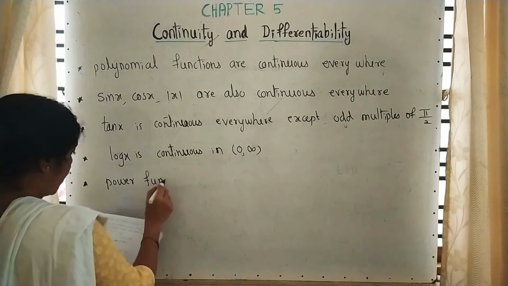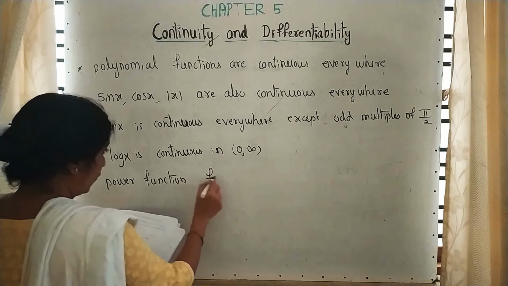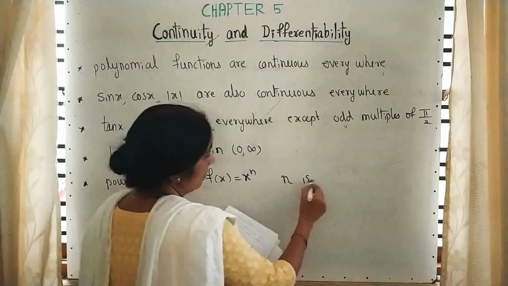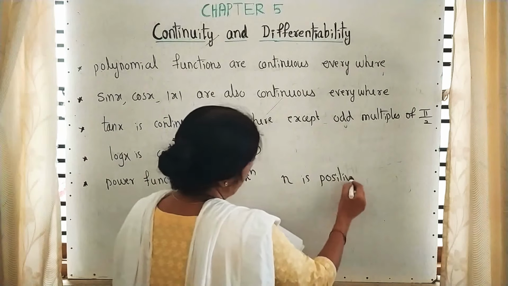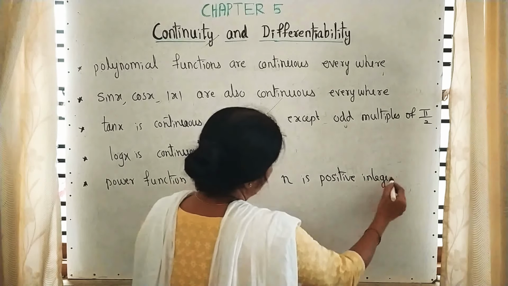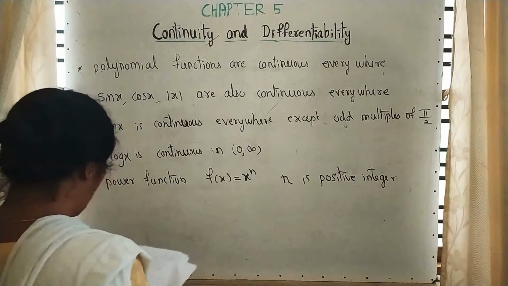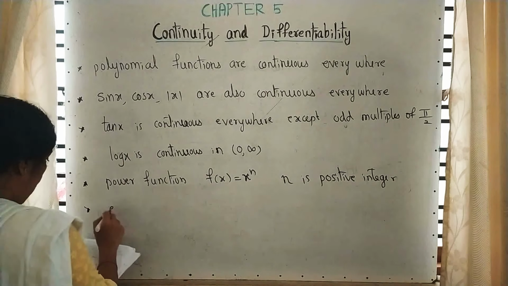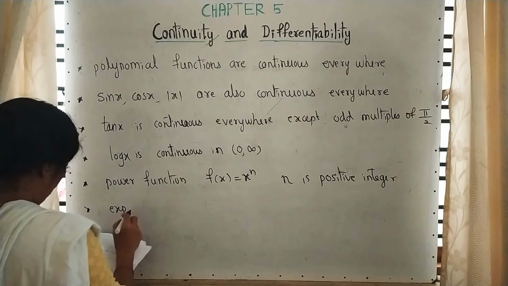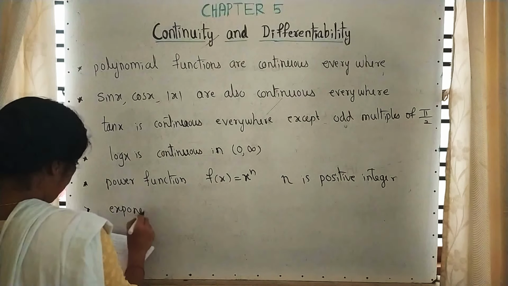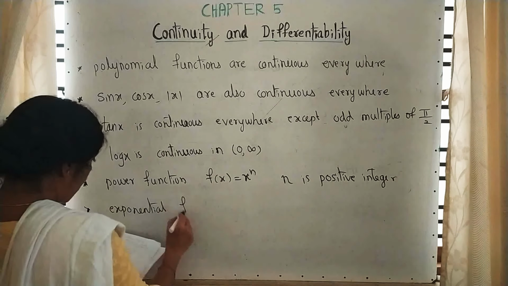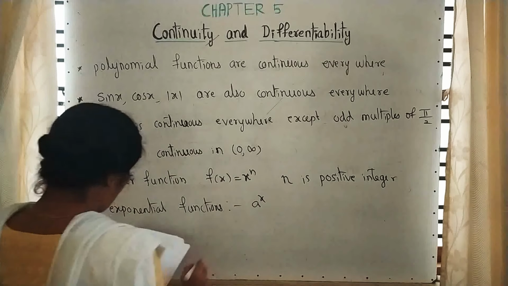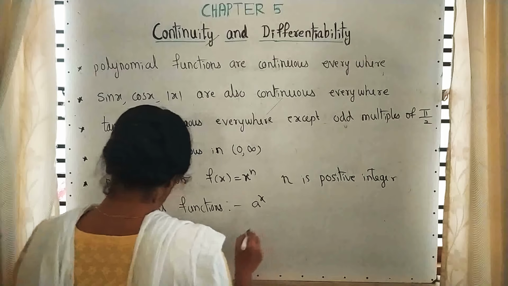power function. What is a power function? For example, f of x is equal to x raised to n, where n is a positive integer. Understood? So this is also a continuous function. And all the trigonometric functions are continuous functions. Next, exponential and logarithmic. Logarithmic I already gave, exponential functions like a raised to x, they are continuous where a is greater than 0.